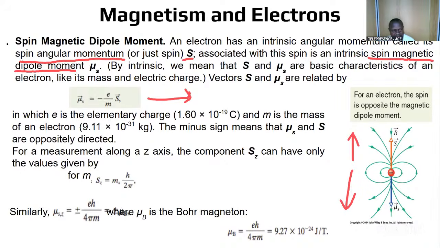Now, the component of this can only be measured along the Z axis. Along that axis, the component of the spin angular momentum has this value. That is, S_z is equal to m_s h over 2 pi.